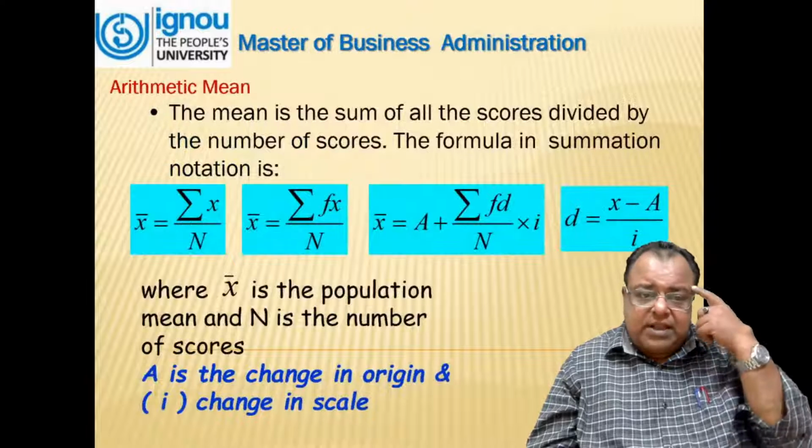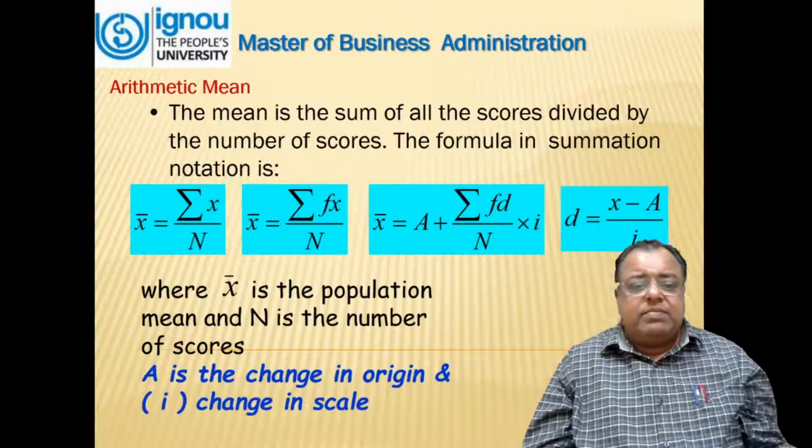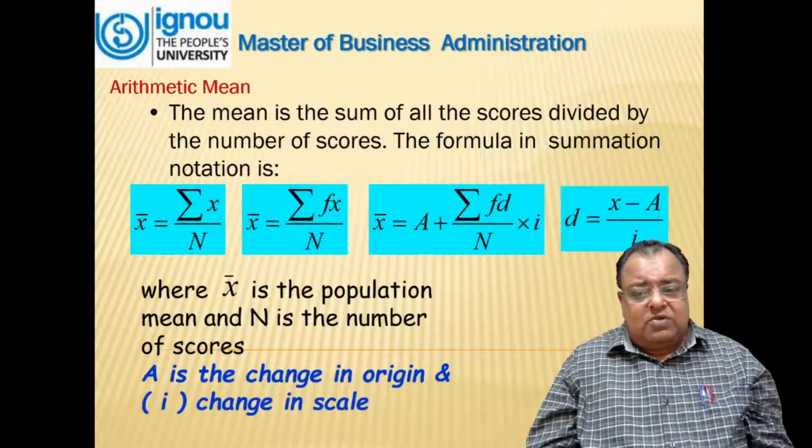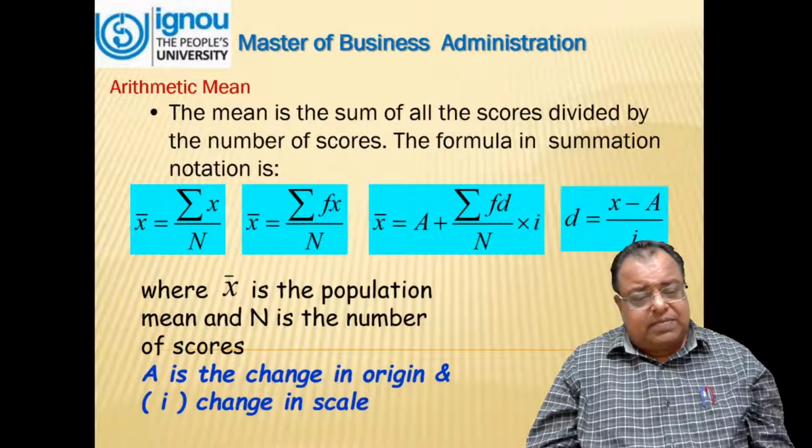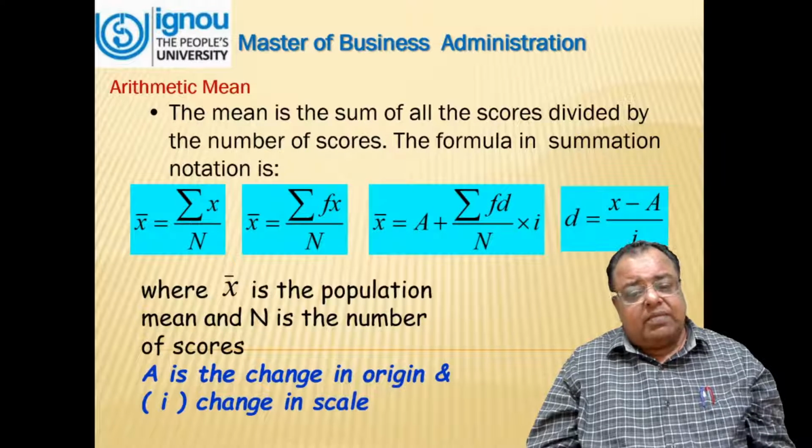We will start with arithmetic mean. Mean is the sum of all the scores divided by the number of scores. The formula is x bar equals summation of x upon n. Or if we have frequency with this data, in that case, we have to sum up the product of frequency and the mid value.